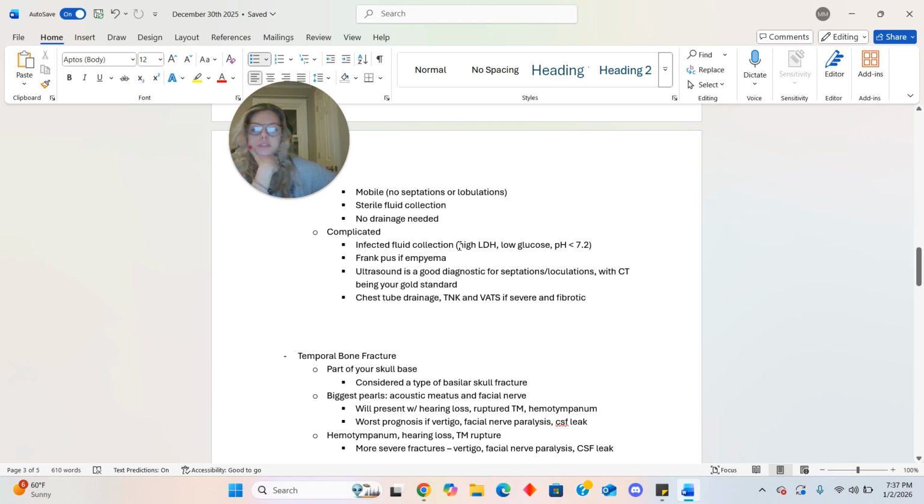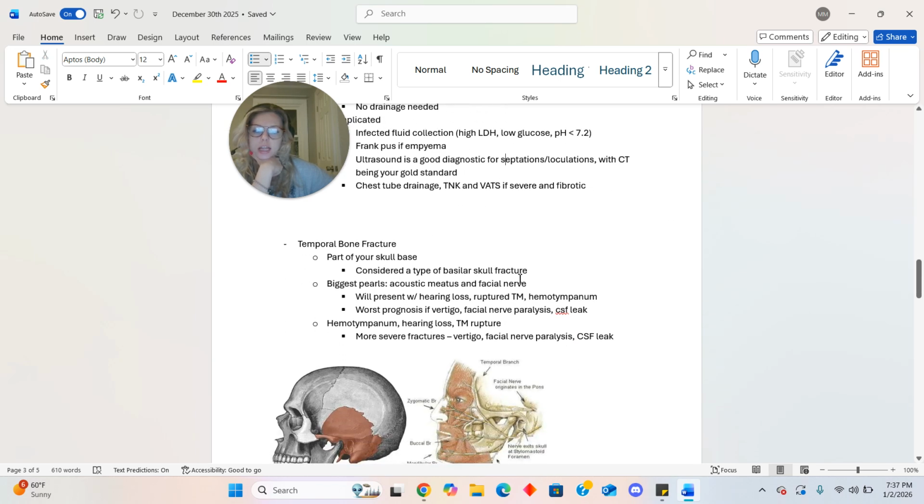How I remembered the fluid collection of the thoracentesis stuff is I think about it like CSF stuff. So that's like low glucose is something that you'd find, high protein. Yeah. All right. Temporal bone fracture.